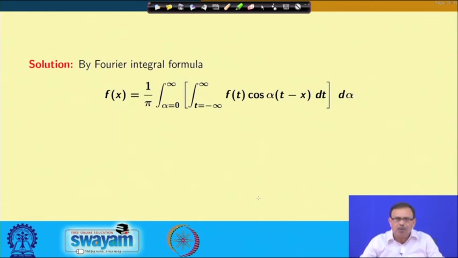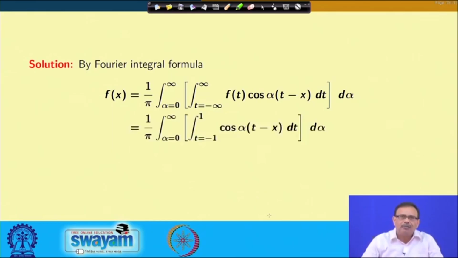So, we are writing this one expression very easily here. Now your function f(x) is defined as f(x) equals 1 whenever mod x is less than 1, and otherwise it is 0, that is, for mod x greater than 1 the value is 0. So, once I am using this, the limit of t will now be restricted from minus 1 to 1 only, because from minus 1 to 1 your f(t) is 1 and in all other cases the value is 0. So I am writing 1 by pi, integral alpha from 0 to infinity, integral t from minus 1 to 1 of cos(alpha (t minus x)) dt d alpha.